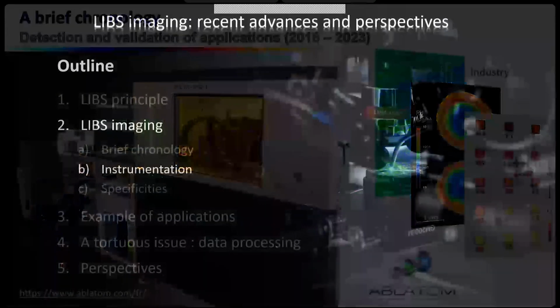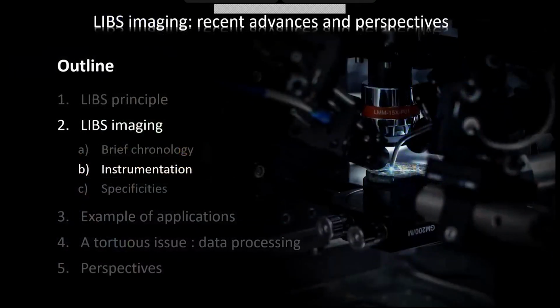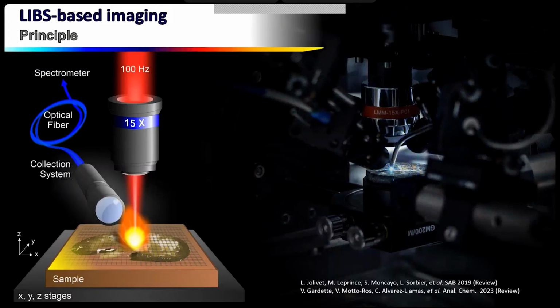Okay. That was for the story. Let's go now to the instrumentation and the principle. The principle is quite easy. It's like on Mars. You just focus your laser pulse on a sample. The only differences are two. You have to use a microscope objective to focus your beam to the smallest spot diameter possible. And the second is you have to move the sample as fast as possible while you continue to fire.